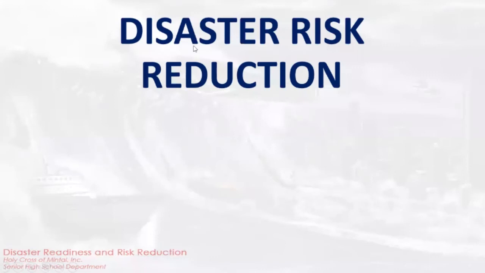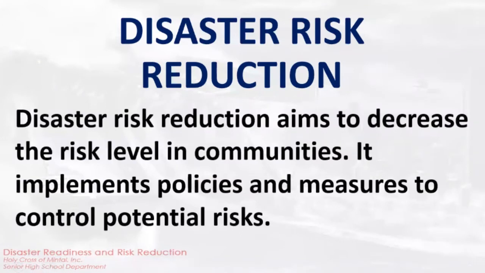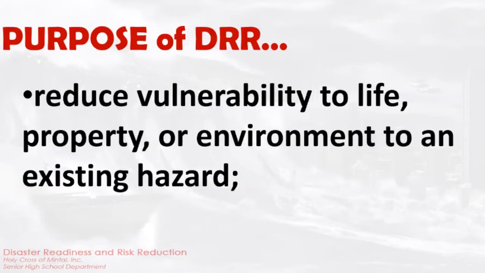First is disaster risk reduction. When we say disaster risk reduction, it aims to decrease, as the word reduction says, the risk level in communities. So it implements policies and measures to control potential risks. There is a mitigation that happens, and we already defined what mitigation is in the previous lesson that we had. Now, what is the purpose of disaster risk reduction?